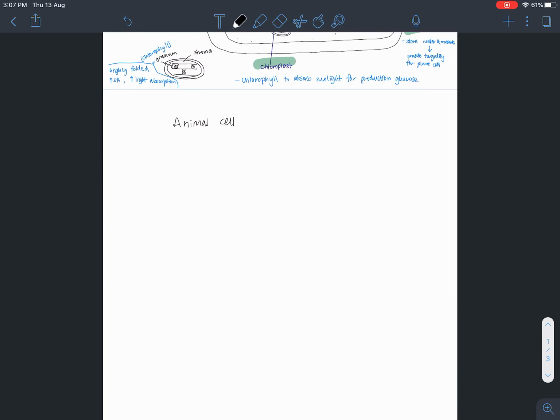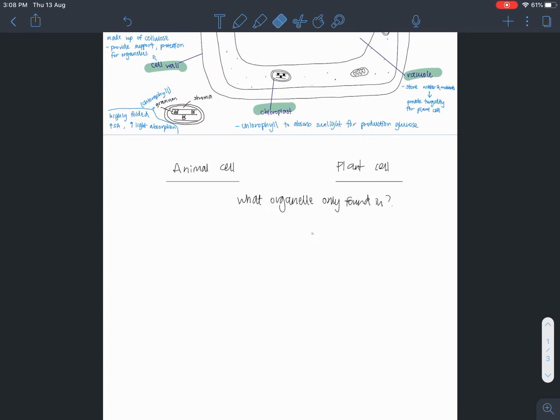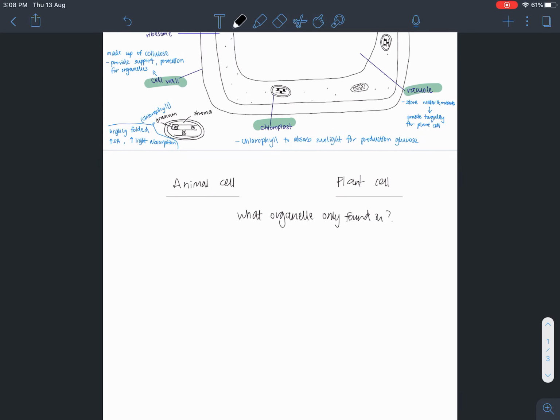We have finished drawing both of the cells. Now we can make a comparison, like the differences and the similarities. First thing, what organelles are only found inside that specific cell? So like lysosome and centrioles are only found inside animal cell.